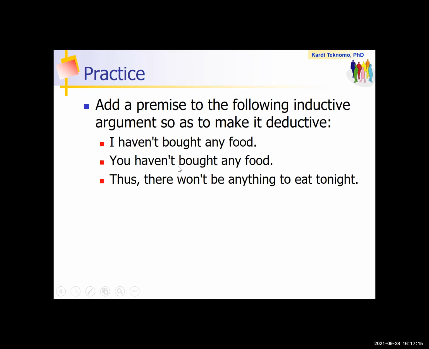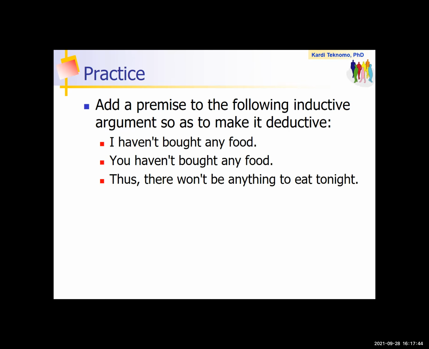Okay, so now your practice. Can you add a premise, one premise only, to the following inductive argument so as to make it deductive? I haven't bought any food. You haven't bought any food. Thus, there won't be anything to eat tonight.